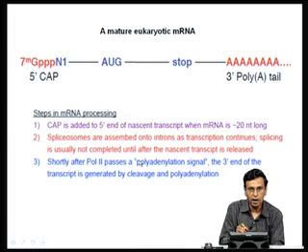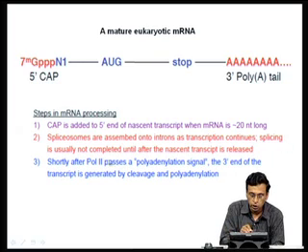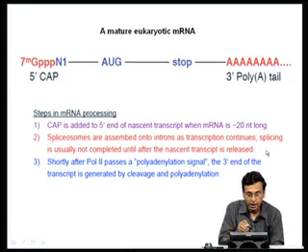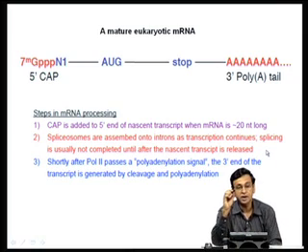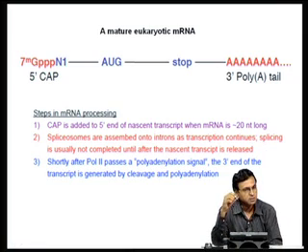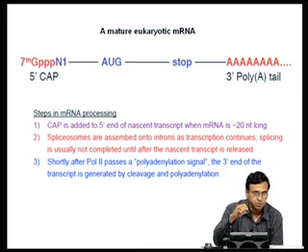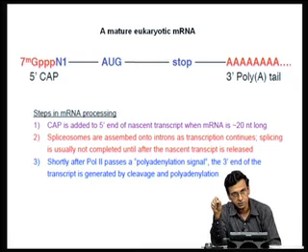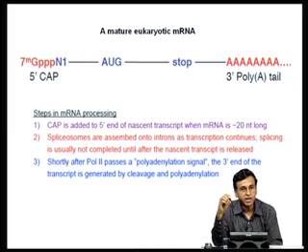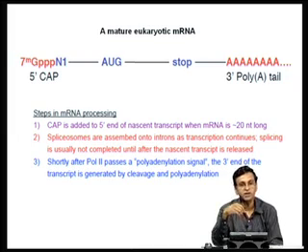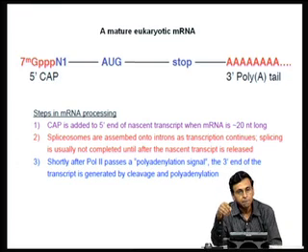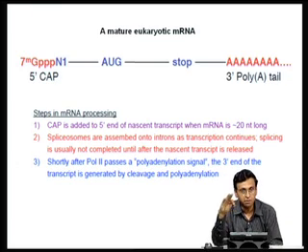And as the RNA synthesis continues, the spliceosomes are assembled onto the introns as transcription continues. Splicing is usually not completed until the nascent transcript is released. So unlike capping, which I can call a co-transcriptional process, splicing is both a co-transcriptional as well as a post-transcriptional process. While capping is completed even before the RNA synthesis is completed, splicing is initiated co-transcriptionally and completed post-transcriptionally. This is the message I want to give.